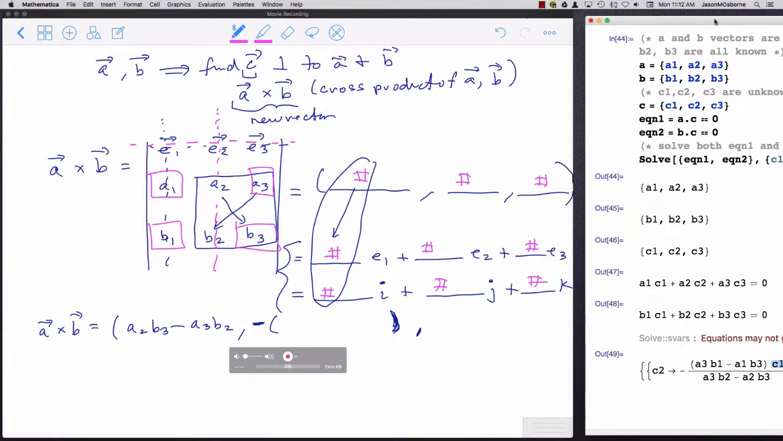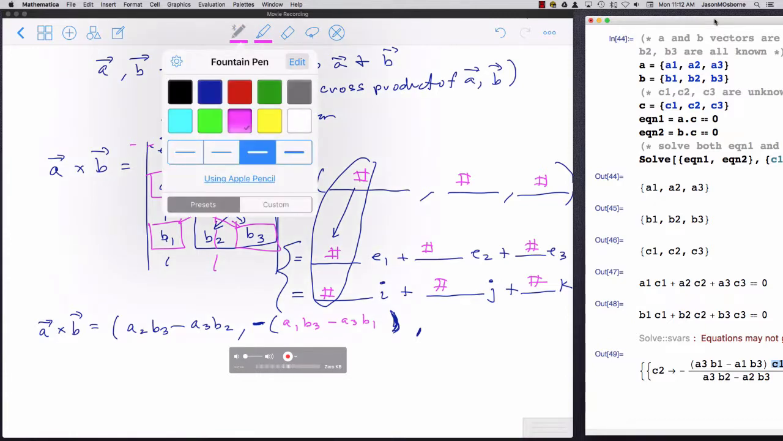And I'm going to multiply them in the same way. I will get A1B3 minus A3B1. Okay. And we'll go to the last entry now.